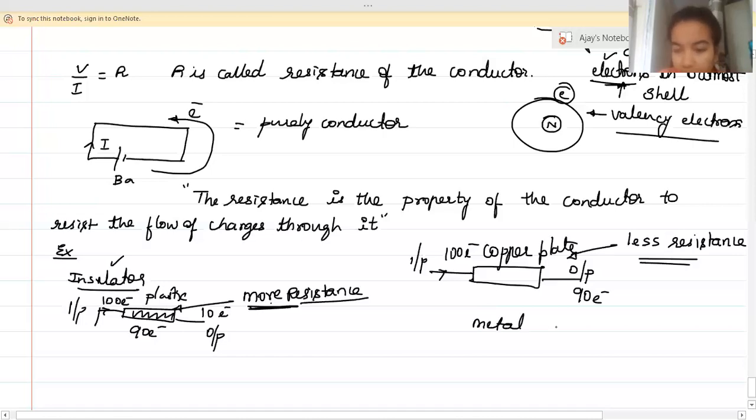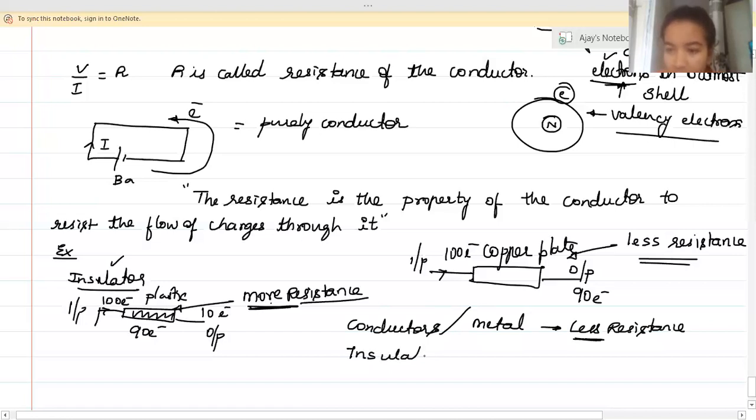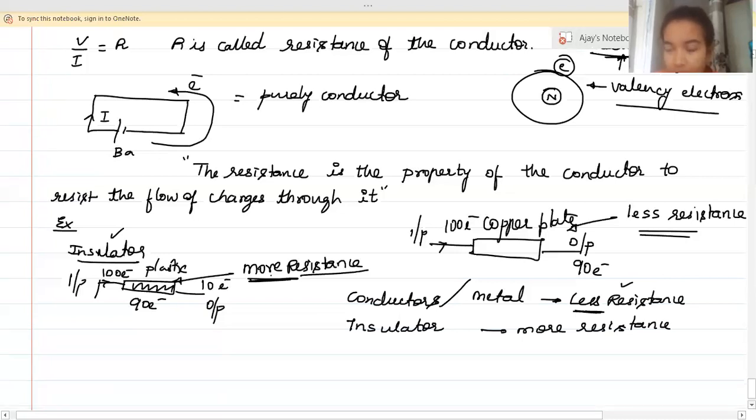Metals have less resistance, or in general, conductors will have less resistance. Insulators will have more resistance, so they don't conduct electricity, whereas metals conduct electricity because they have less resistance. Understood? Okay, fine.